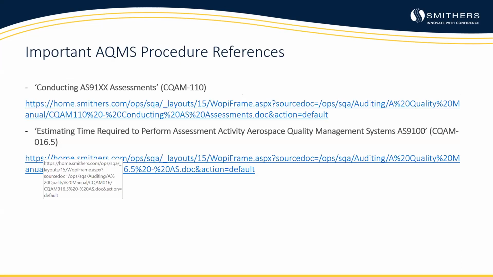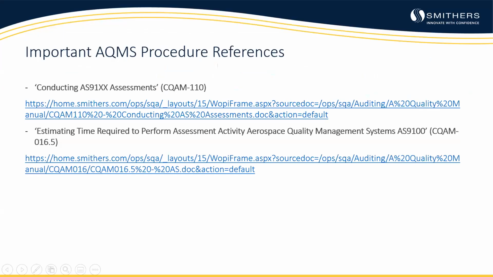So to end, some important AQMS procedure references. If you haven't familiarized yourself with these documents, I would strongly encourage you to take a moment to consider them. The first one here is kind of our core document, which talks about conducting AS 9100 assessments overall. This is CQAM 110. I provided a link to the document. This is our core document in terms of conducting the audits, any appropriate AS 9101F or AS 9104-1 requirements. It's pretty comprehensive, but I think you'll find it provides a lot of helpful information in terms of conducting the audit.